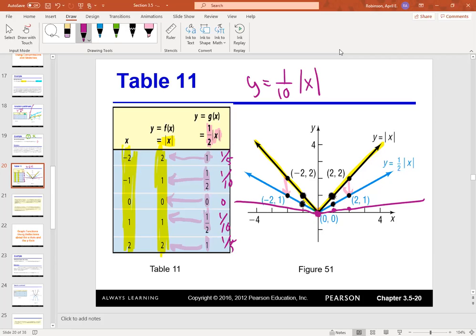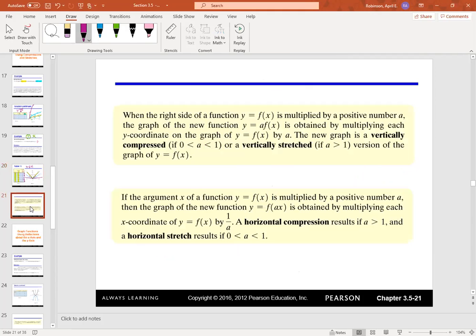So it's compressing down. It's compressing, and it's getting smushed closer and closer to the x-axis. So stretching makes it skinny, compressing makes it fat, widens it out. That's the best way I can explain it. And then this slide here puts it all in writing for you.